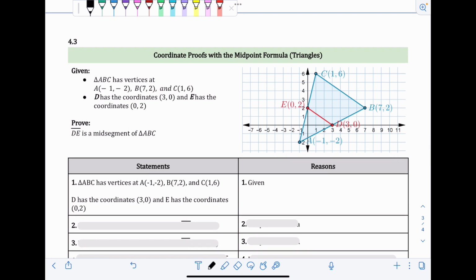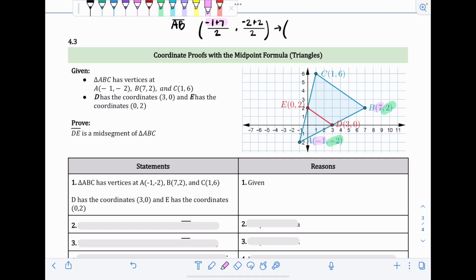So we'll say the midpoint, this will be for segment AB. The midpoint will be both the x's added together divided by 2, and then both the y's added together divided by 2, and this is A and B. So it'll be -1 plus 7, and then the y's added together, so -2 plus 2. And then we'll go ahead and simplify.